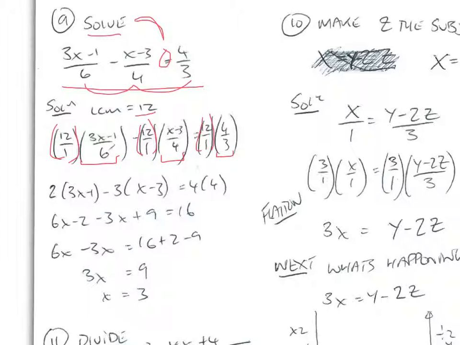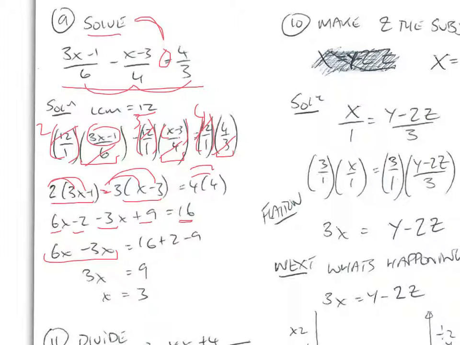When we set it up like that, we say 6 goes in there once, goes in twice. We end up with 2 by 3x minus 1. 4 goes in there once, goes in 3 times. So don't forget the minus sign, as 3 times x minus 3 is equal to, 3 goes in there once, goes in there 4 times, so we get 4 times 4. So 2 by 3x is 6x. 2 by minus 1 is minus 2. Minus 3 by x is minus 3x. Minus 3 by minus 3 is 9. And 4 fours is 16. So gather your x's. 6x minus 3x is equal to this 16, plus the 2 from here, sign changed, minus the 9 from here, come over the bridge, sign changed. So it's 3x equal to 9, x is equal to 3.